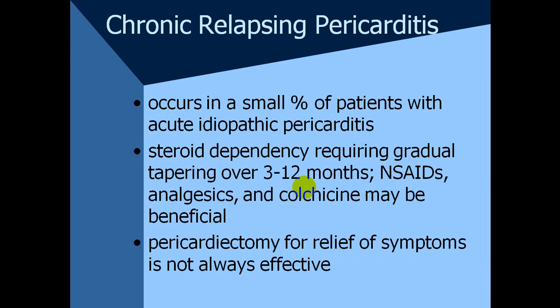Chronic relapsing pericarditis occurs in a small percentage of patients with acute idiopathic pericarditis. There is steroid dependency requiring gradual tapering over 3 to 12 months. Non-steroidal anti-inflammatory drugs, analgesics, and colchicine may be beneficial. Pericardiectomy for relief of symptoms is not always effective.